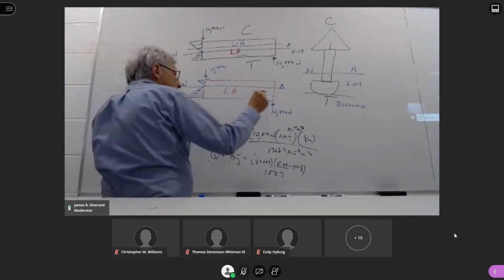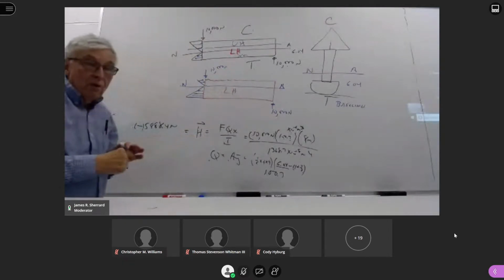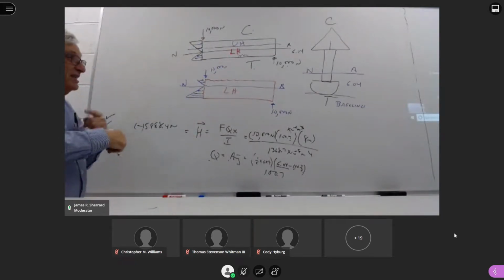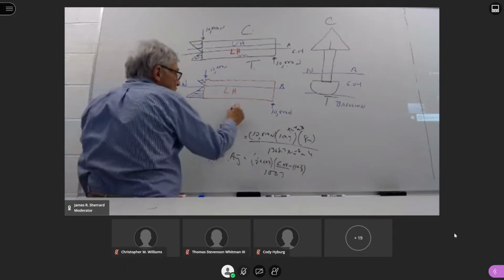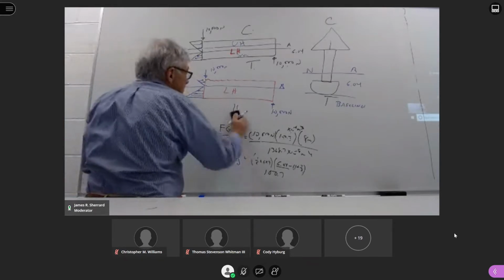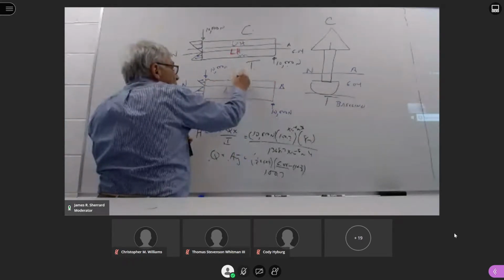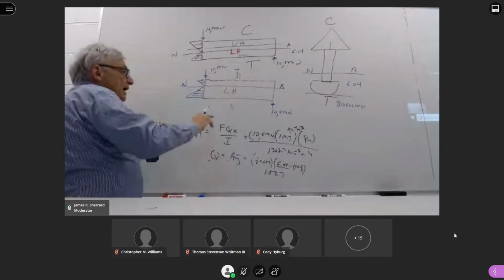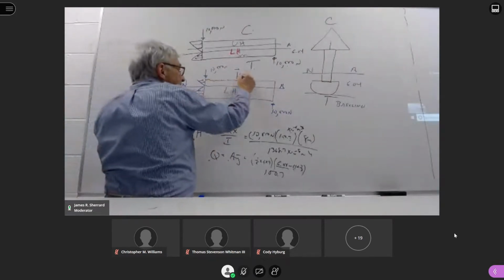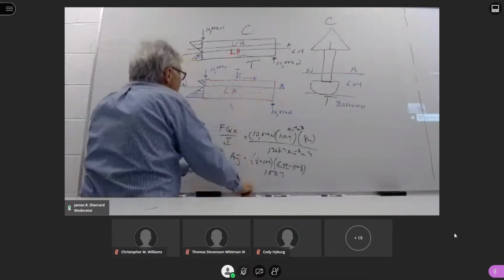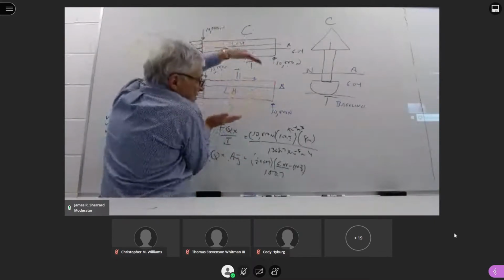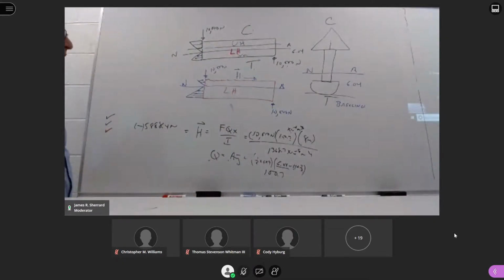So again, this and this make it want to go counterclockwise. So I need something to make it want to go clockwise. So we know we're going to have an H in the cut. And look at this to make it go clockwise. This has to be going in this direction, so that this plus this tend to make it want to go clockwise.